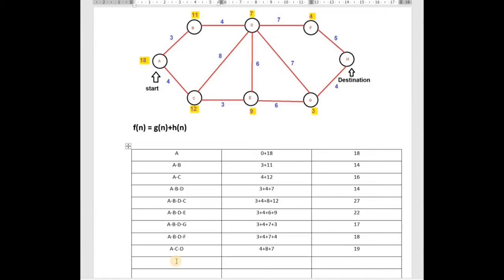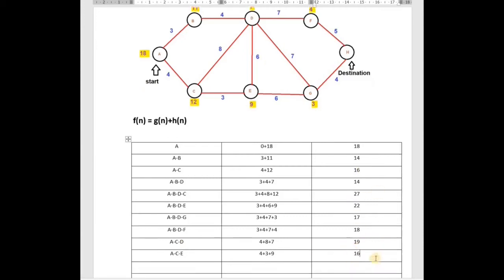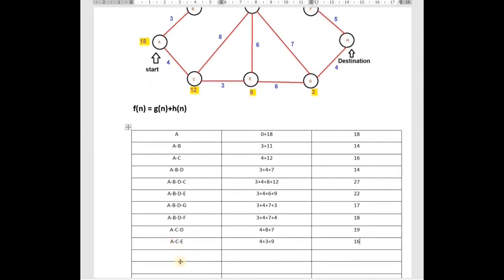Next, I will consider A, C and E. When you travel to A, C and E, what is the cost? The cost is 4 plus 3 plus the heuristic value of E, which is 9. So I am getting the value as 16 for A, C, E. This is the lowest value which I have right now, so I will follow this path.